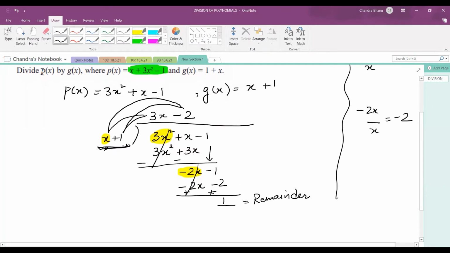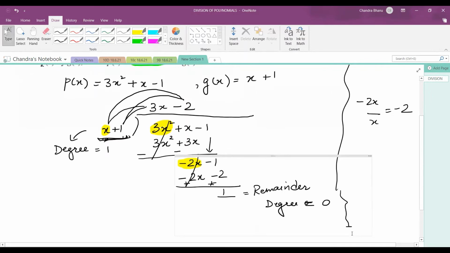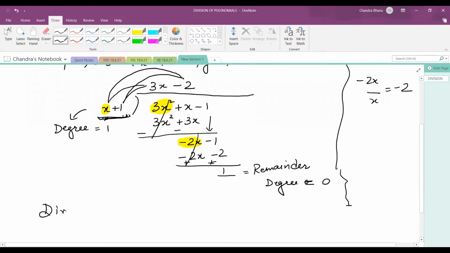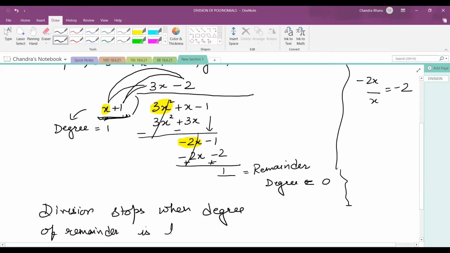When will the division stop? Whenever the degree of the remainder... Here, what is the degree of this remainder? The degree is equal to 0 because it's a constant. And what is the degree of a constant? The degree of a constant is 0. And what is the degree of this divisor? The degree of this divisor is 1. When will the division stop? The division stops when the degree of the remainder is less than the degree of the divisor.